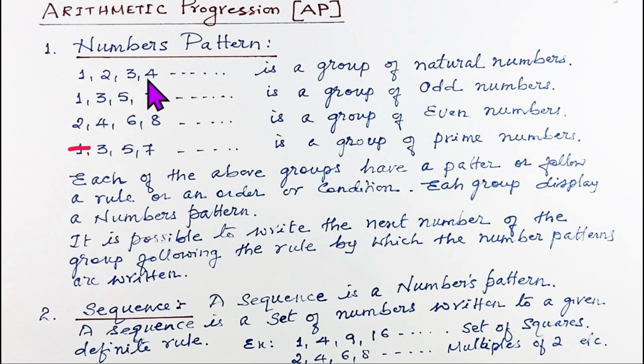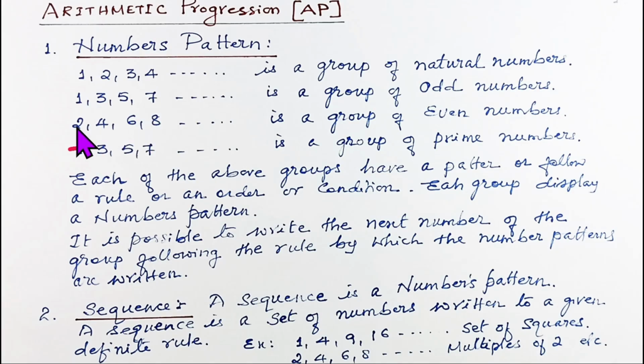Now if you look at the first group, 1, 2, 3, 4, and so on, 2 is 1 more than 1, 3 is 1 more than 2, 4 is 1 more than 3 and so on. So it forms a group of natural numbers, and these numbers are written to a certain condition, rule or order. Now take the second group, 1, 3, 5, 7. The second number 3 is 2 more than 1, 5 is 2 more than 3, 7 is 2 more than 5, and so on, and again it forms a group of odd numbers. Again that forms a number pattern because they are written to a certain rule or condition.